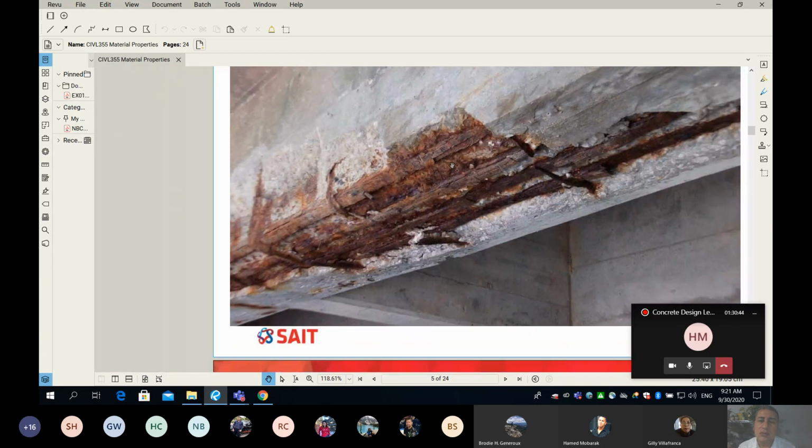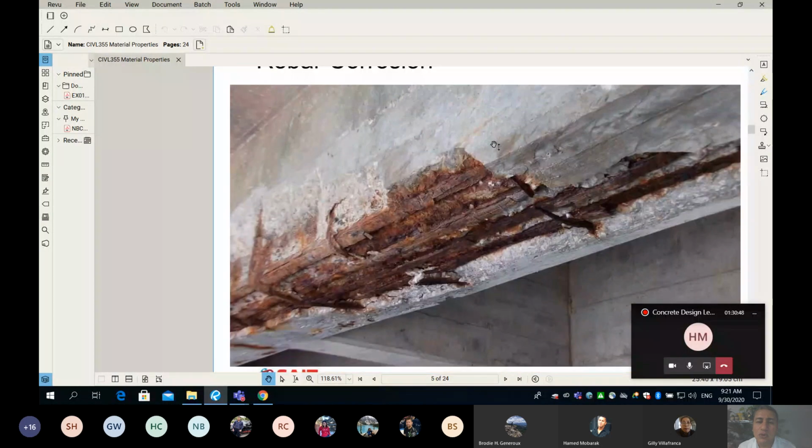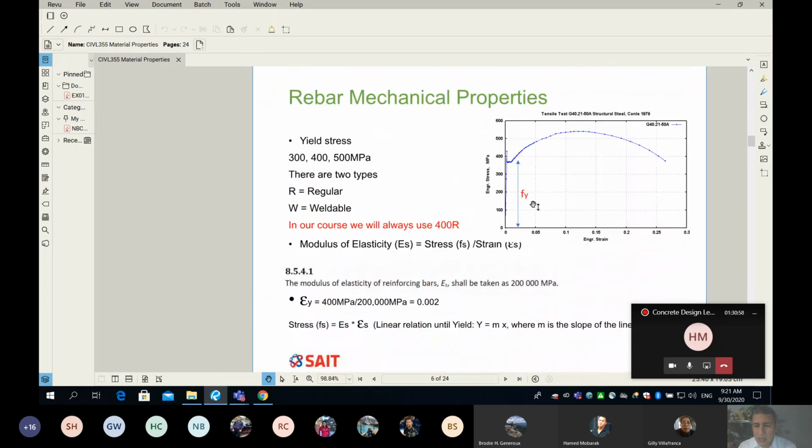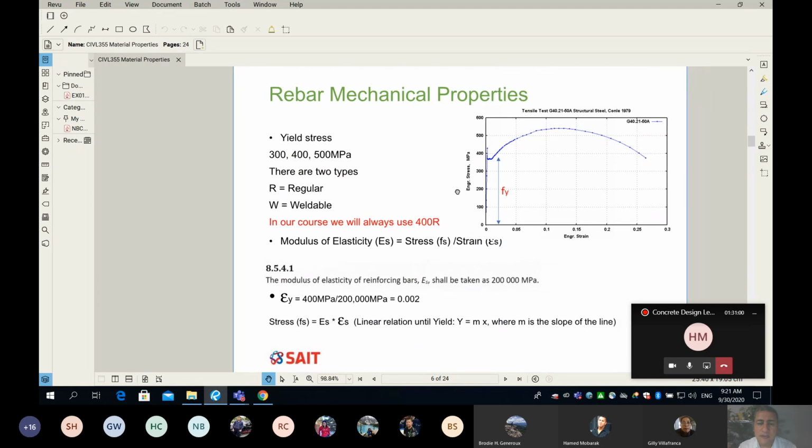Okay. So concrete does provide protection. And in our course, how do we maintain this protection? By ensuring there is a minimum cover depending on the exposure of our concrete. Okay. Now, I want to talk briefly on this slide.